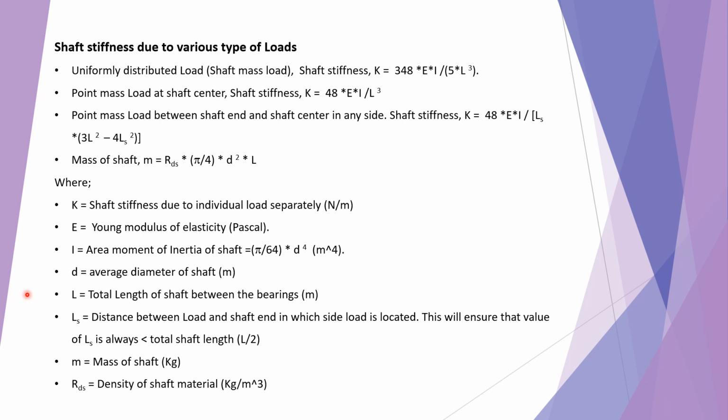L is the total length of the shaft between the bearings, and ls is the distance between the load and the shaft end, on whichever side the load is located. So the value of ls is always less than L by 2. If it is on the left hand side, we measure from the left hand side. If it is on the right hand side, we measure from the right hand side. M is the mass of the shaft in kg, and RDS is the density of the shaft material, in kg per meter cube.